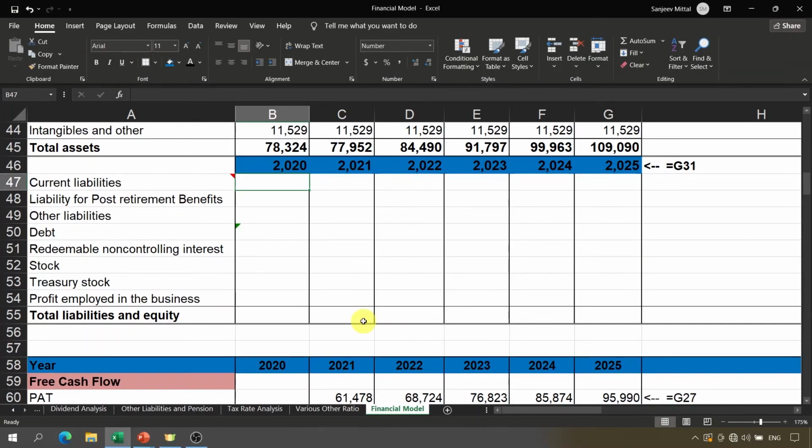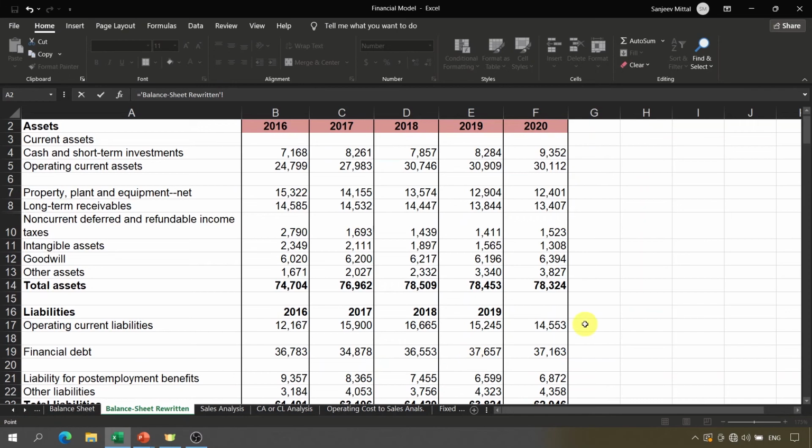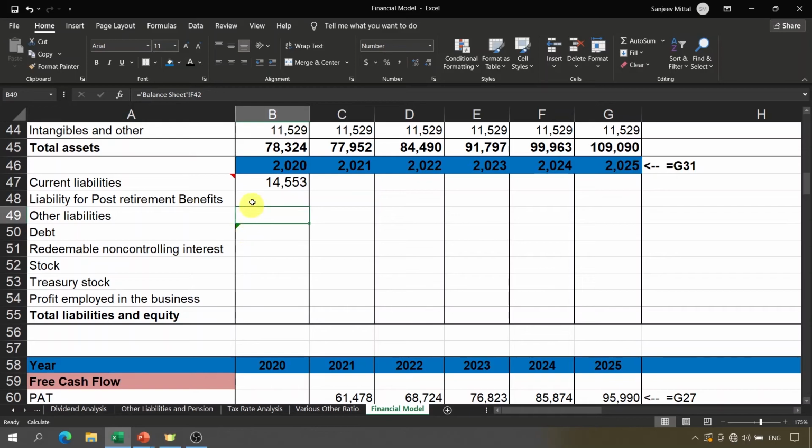Let's try to project our current liability in the balance sheet. For this purpose, we shall go to our balance sheet inside the current liability section. And in this current liability, we can write the current liability for the year 2020. Now, for the year 2020, the current liability can be taken from the rewritten balance sheet. In the balance sheet in the year 2020, we can simply see our operating current liabilities of 14,553, and we can just select this number and write it here.